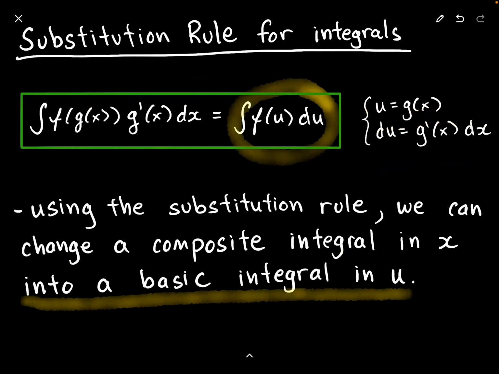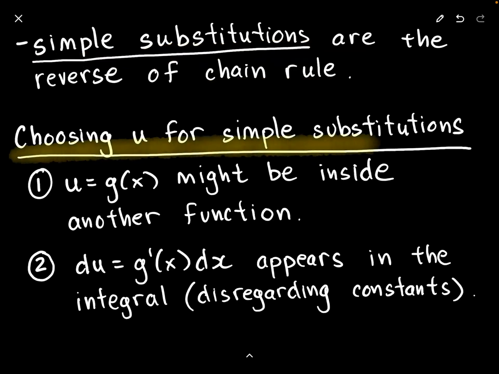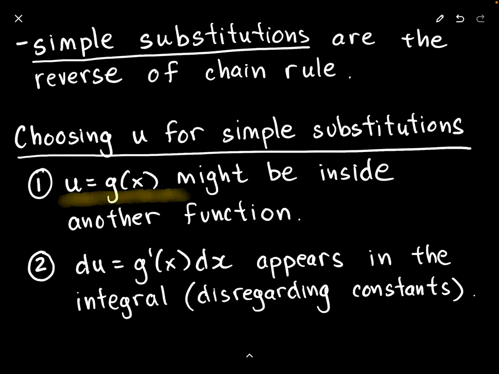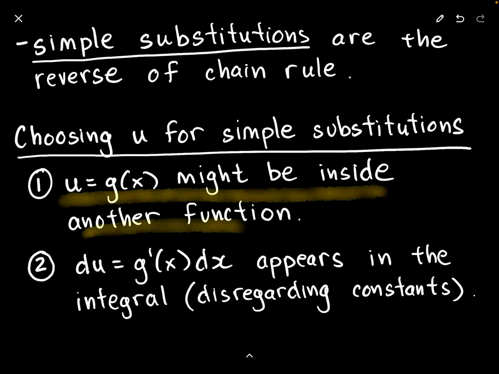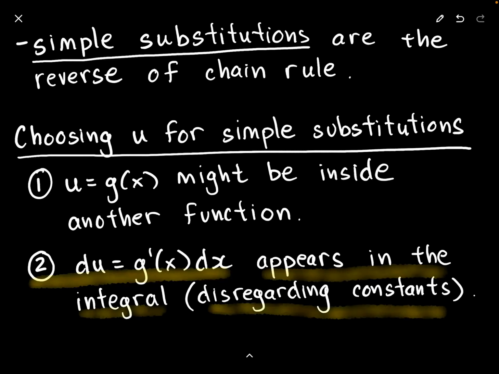Using the substitution rule, we can change a composite or complicated integral in x into a basic integral in u. Simple substitutions for integrals are the reverse of the chain rule for derivatives, so you could think of the substitution rule as the anti-chain rule. For simple substitutions, here are a couple of hints for choosing u. The first is that u is probably inside another function. And second, the differential du, which is g prime of x dx, appears in the integral, disregarding any constants.